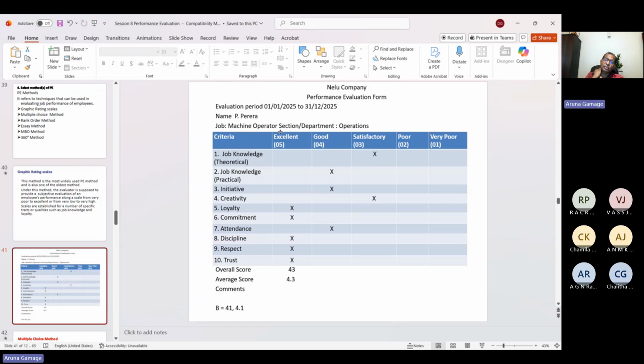Is that excellent, good, satisfactory, poor, very poor? What is the evaluation given? It has been marked. Job knowledge: satisfactory. If job knowledge is satisfactory, how many marks should he deserve? 3 marks. Job knowledge practical?